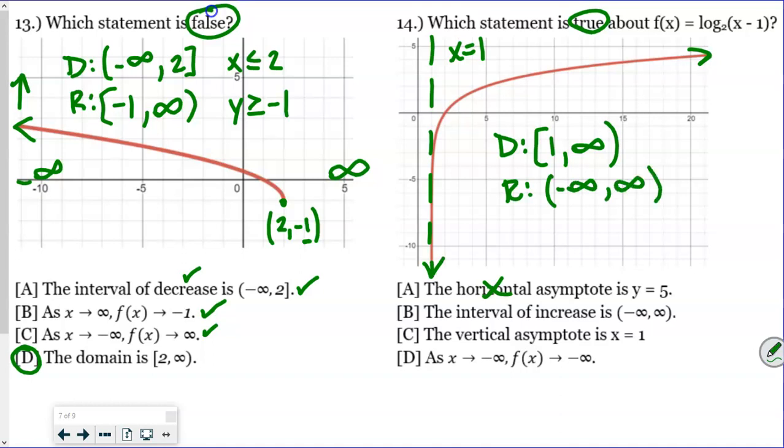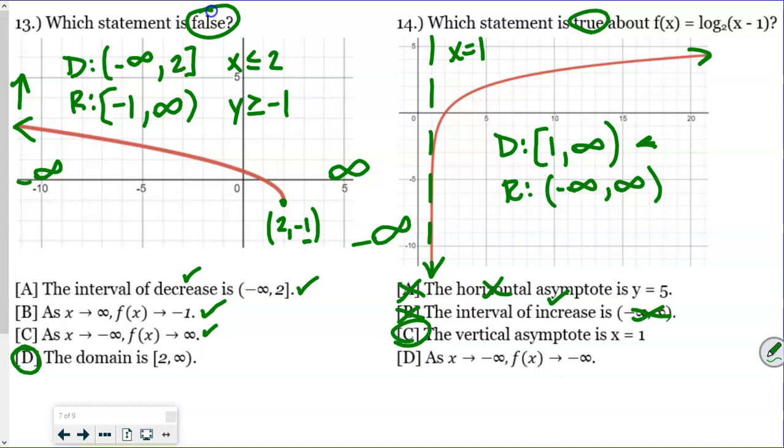So we're going to use those. So the interval of increase, is the graph increasing? It is, from left to right. That's true. And is it increasing, though, from negative infinity to infinity? No, because our domain right here is our interval. So that part right there is not true. So this one's not true. The vertical asymptote is x is equal to 1. It is. We already saw that, okay? And then as we approach negative infinity here, what is our f of x approaching? What is our y value approaching?